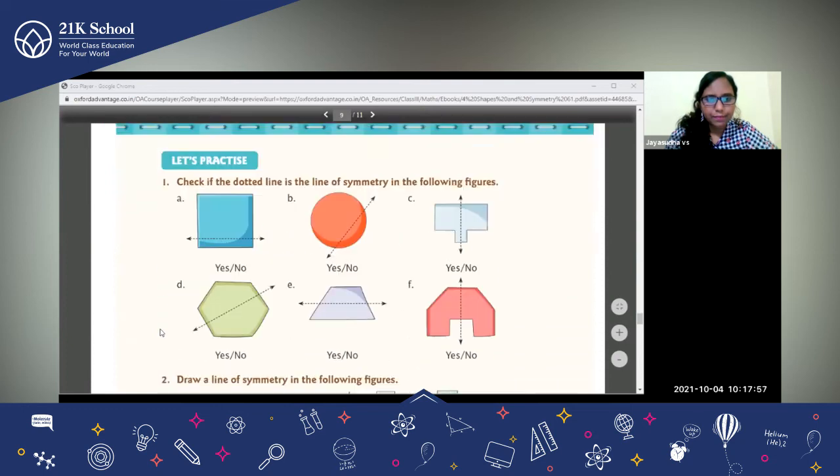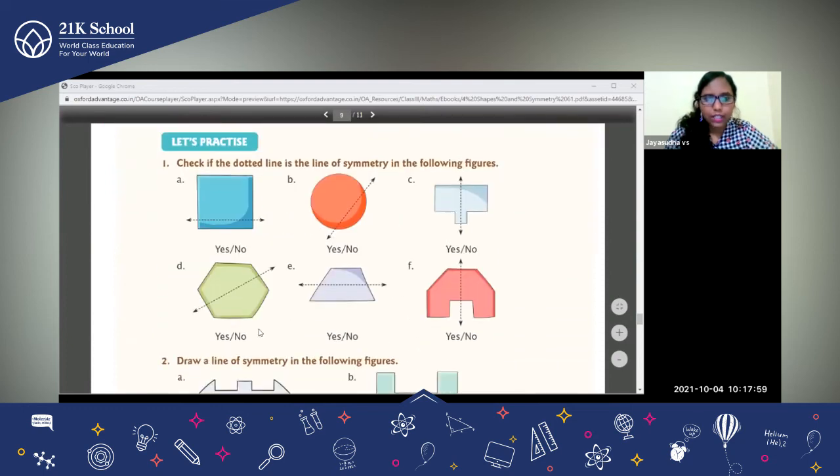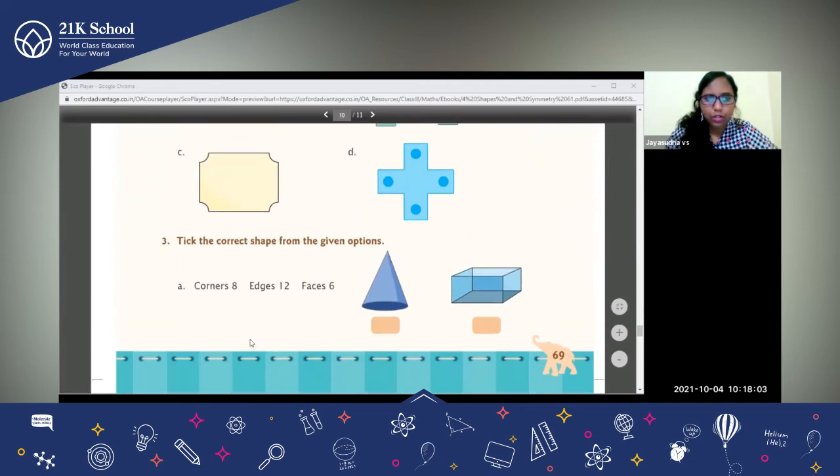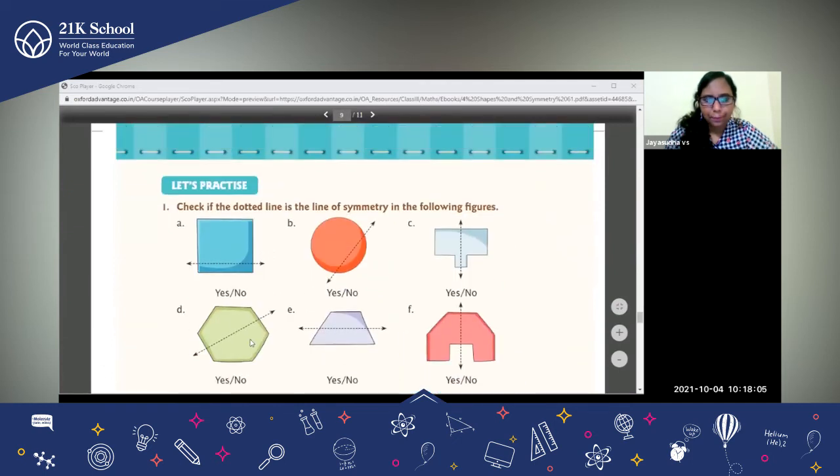All right, okay. So today's homework is page 69 in your student book, the Let's Practice section. You know the concept of line of symmetry. You should check if the dotted lines are lines of symmetry in the following figures. You should tick whether it is yes or no.